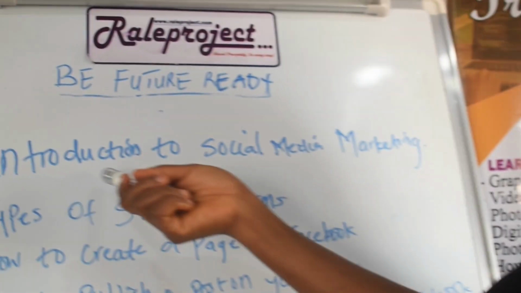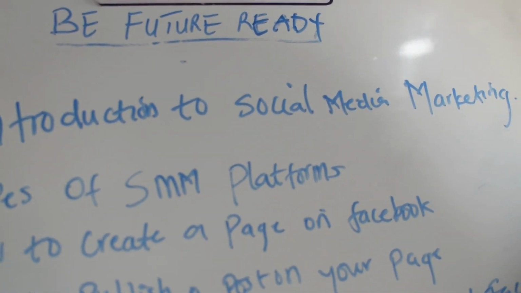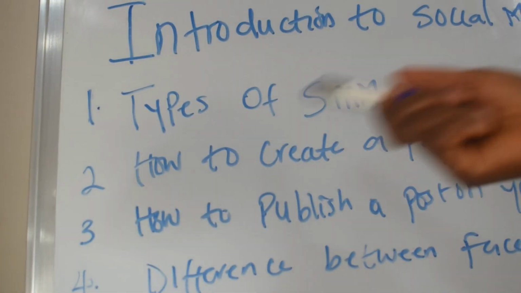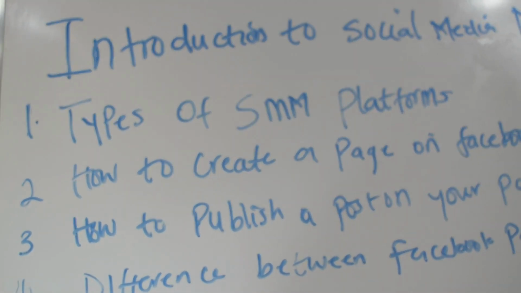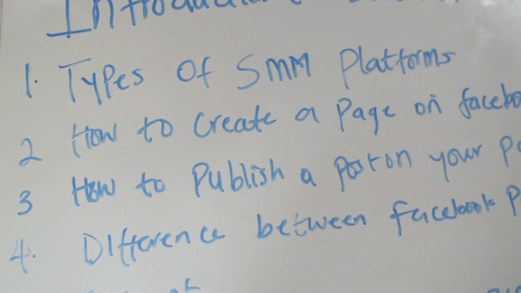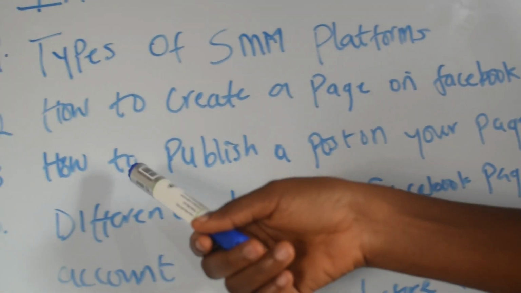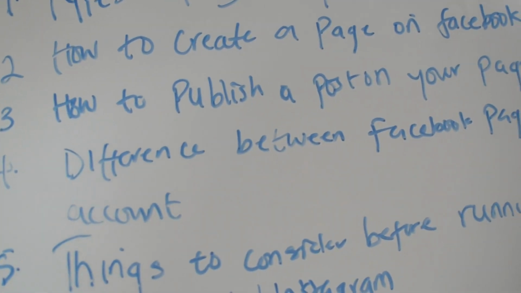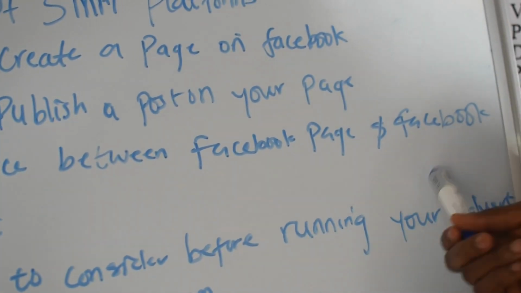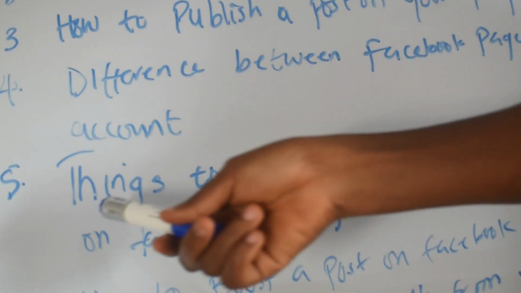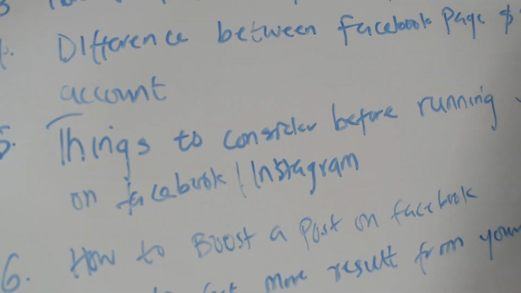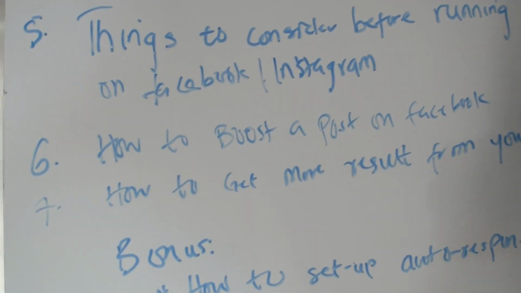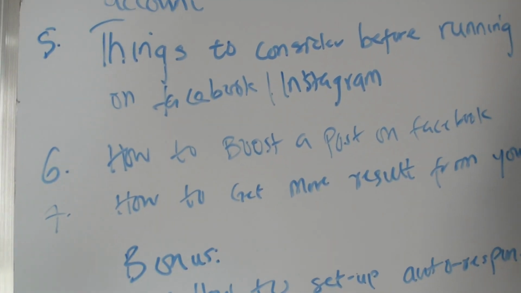Now we'll be looking at Introduction to Social Media Marketing. Under Introduction to Social Media Marketing, we have types of social media marketing platforms, how to create a page on Facebook, how to publish a post on your page, and the difference between a Facebook page and a Facebook account. Also, we have things to consider before running your advert, which is very important before you try to run an advert on Facebook or Instagram.